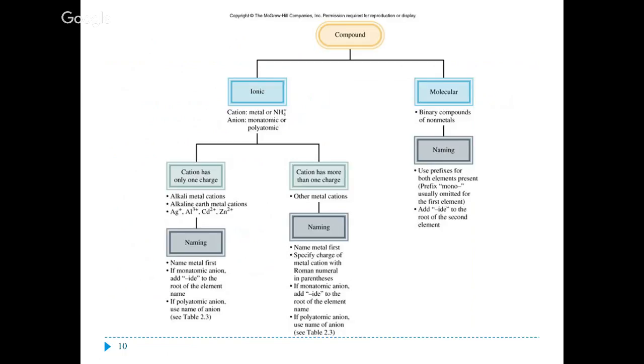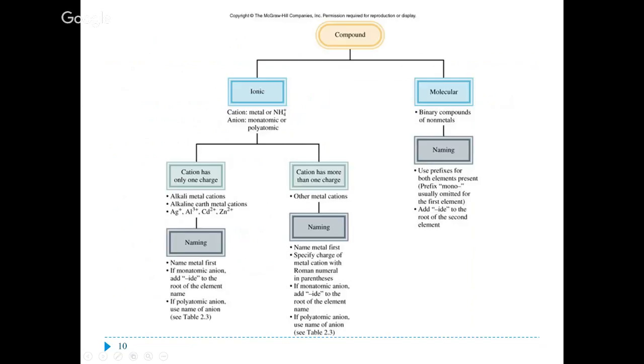So summarizing here: compounds, ionic versus molecular. Ionic means that we have to have a metal, or the only polyatomic that we're concerned with that has a positive charge, which is the ammonium ion. So a metal has to show up first. That means we're following ionic nomenclature. If your cation only has one charge, we just name the metal, and then we name the nonmetal by changing the ending to IDE. Or if it's polyatomic, we keep the name of the polyatomic.